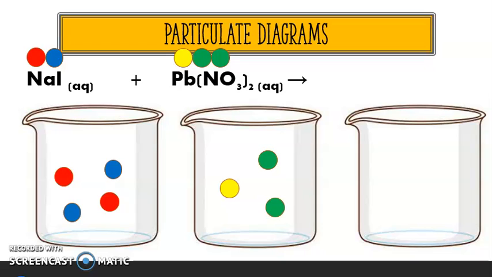Now, that ratio is really, really important. Notice also in the first beaker, I have 2 reds and 2 blues. It really doesn't matter how many of these particles I decide to put in, as long as that ratio is correct. There should be 1 blue for every 1 red.